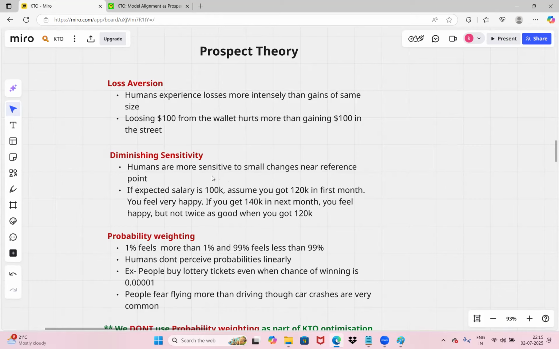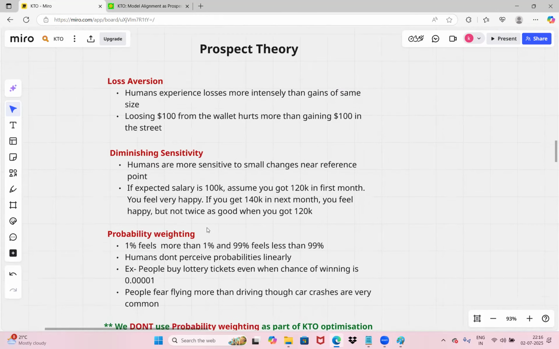Because 100K is a reference point, we are very sensitive near the reference point. As we move away from the reference point, that sensitivity changes. Even when you got 140K, you will still feel happy, but it is not twice as good as when you got 120K, because you moved away from the reference point.